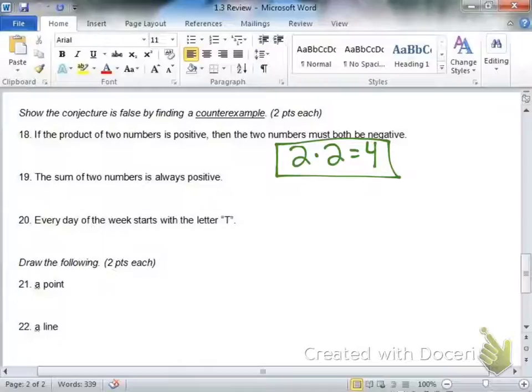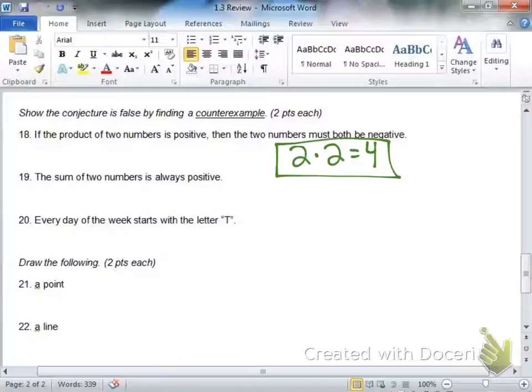I just proved the statement wrong. You don't have to use that example 2 times 2. You could use any 2 positive numbers you want. 2 times 4, 100 times 10, whatever you want, as long as they're both positive and your answer is positive. The next one, the sum of 2 numbers is always positive. So that's saying anytime you add, your answer is positive.